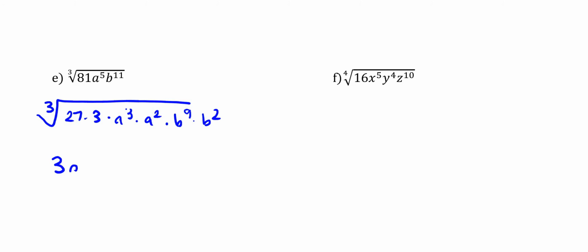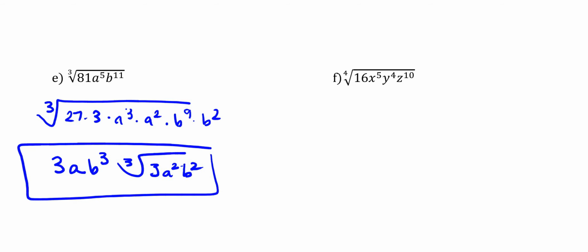Cube root of a to the 3rd is a. Cube root of b to the 9th is b to the 3rd. And then we have the cube root of 3 left, a squared, and b squared. That's about as hard as I would think that you'd see on a test or a quiz for this class.